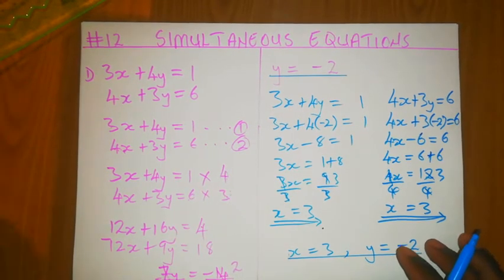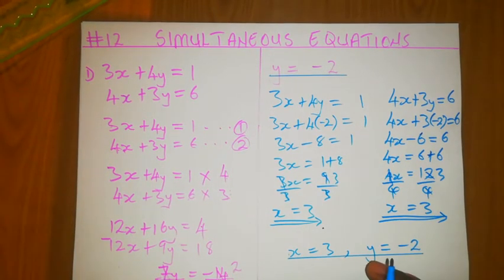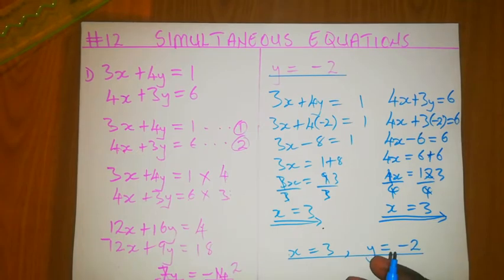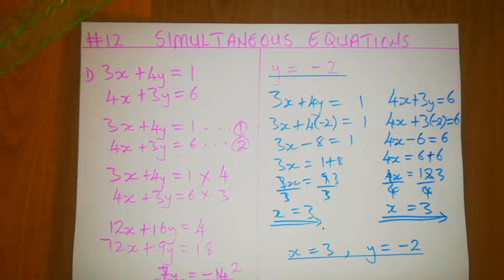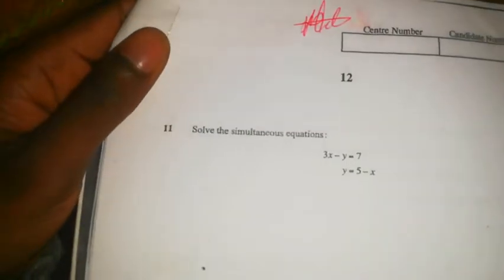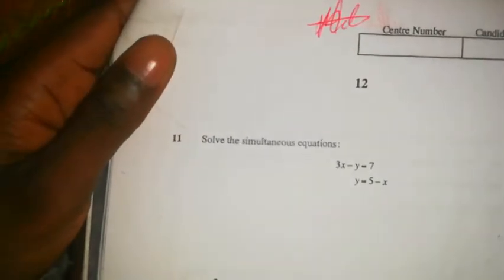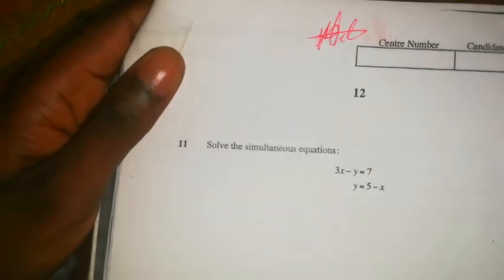Let me take you to those simultaneous equations that appear from the question paper. This is June 2015. I think there's a simultaneous equation there that we can solve. There's the question, June 2015, number 11. Solve the simultaneous equations.